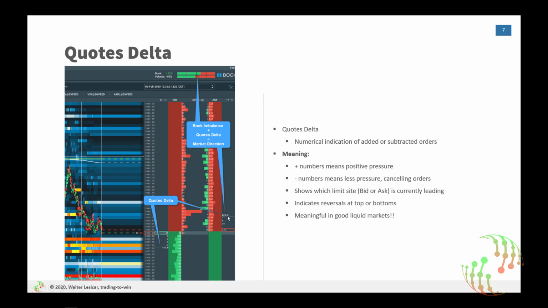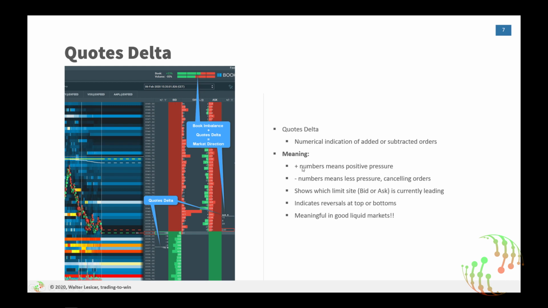You can use the quote delta to understand a good liquid market. So I'm talking about ES, treasuries, soybeans, whatever has more than 100 or 200 contracts on the price level. That means this is a good liquid market. It simply takes time to press the market up or to press the market down. And this time, at certain levels, you will see that this quotes delta gives you valuable and really good information about what the market intends to do.